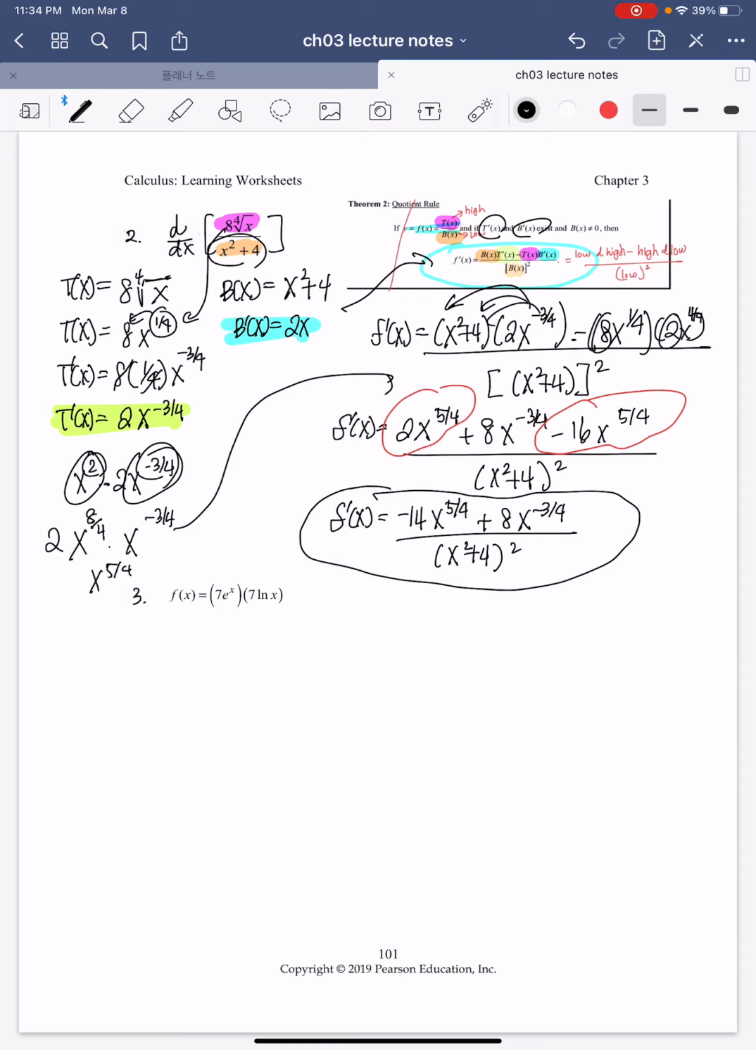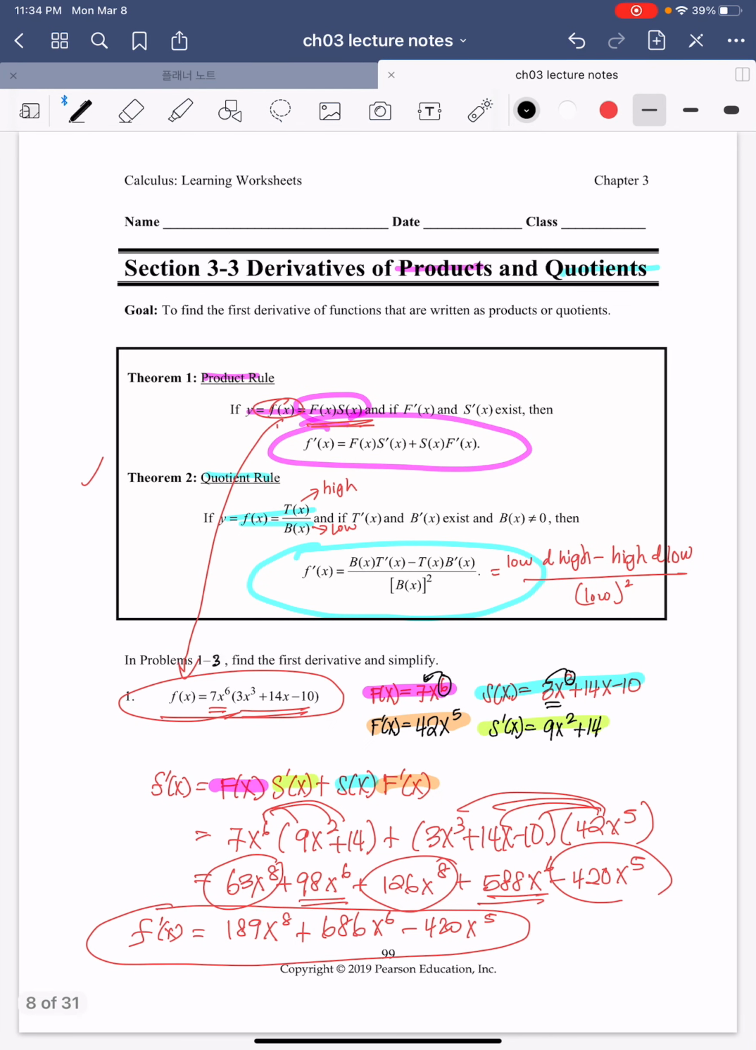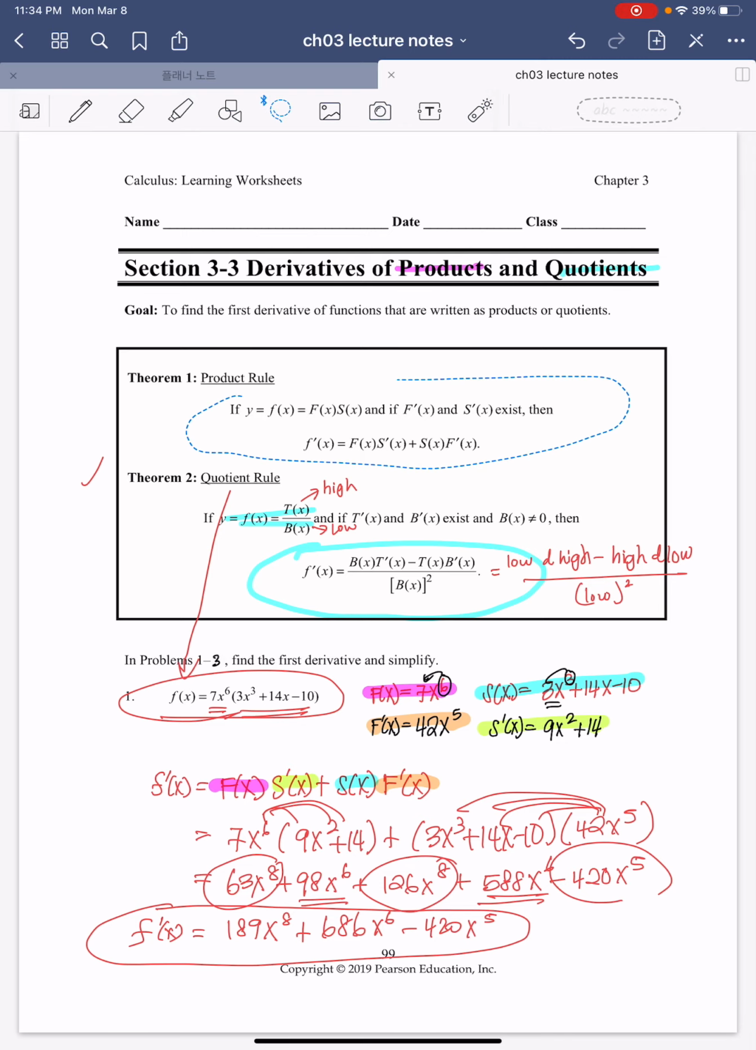Okay? So let's do a couple more. Number 3. Number 3, you're looking at this and you don't see a division, so obviously you know that this is going to be a product rule. So let's pull out our product rule. Let me erase this one, and then I will copy this.